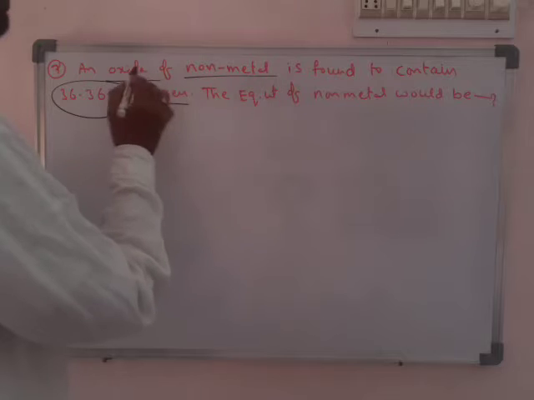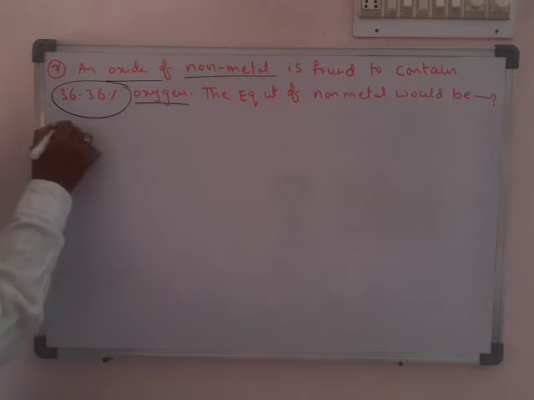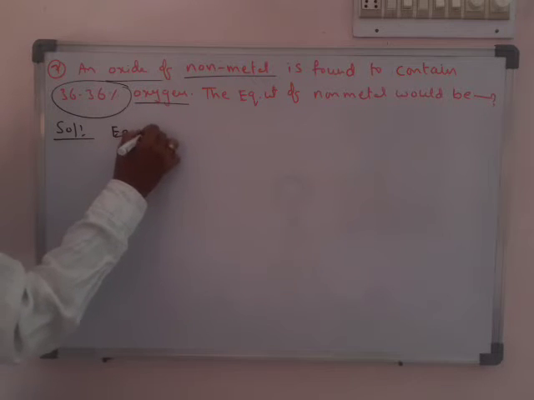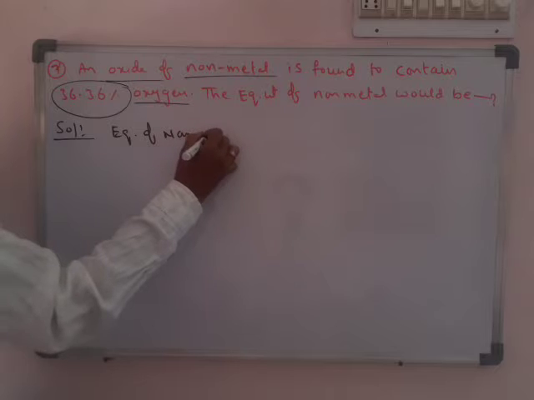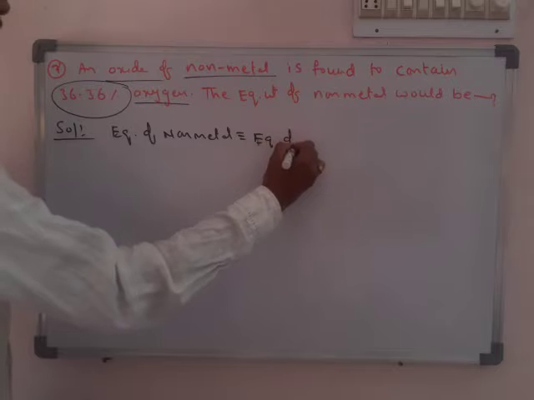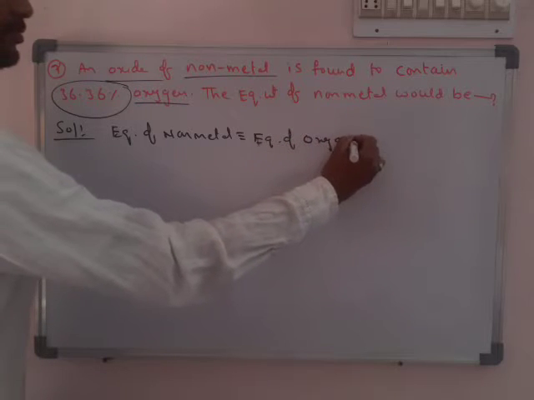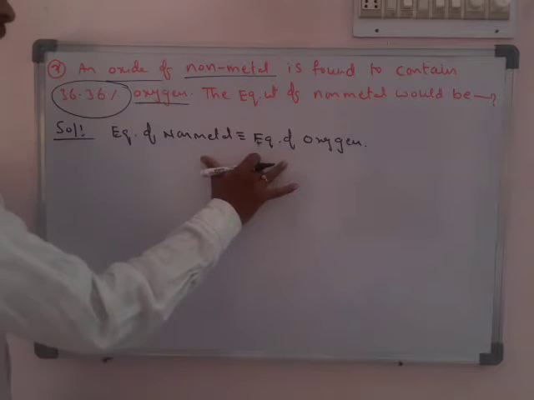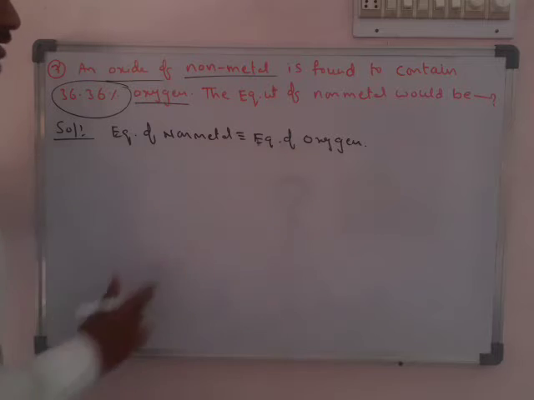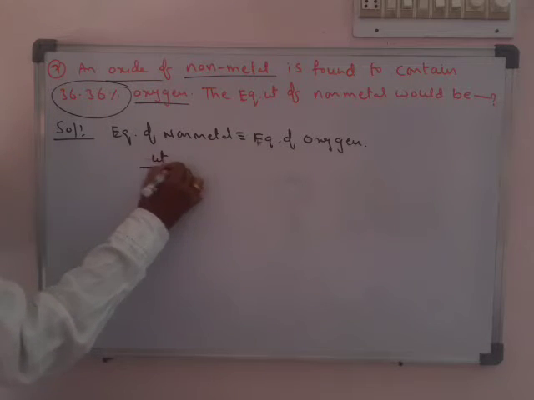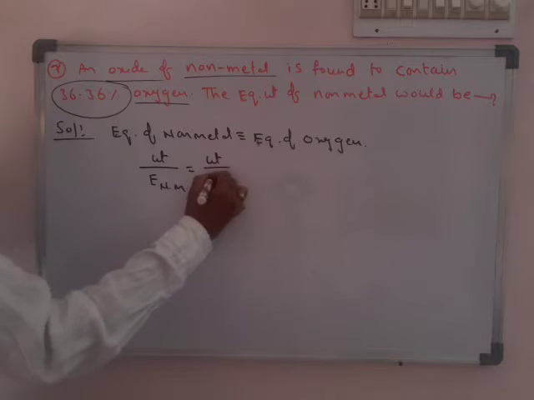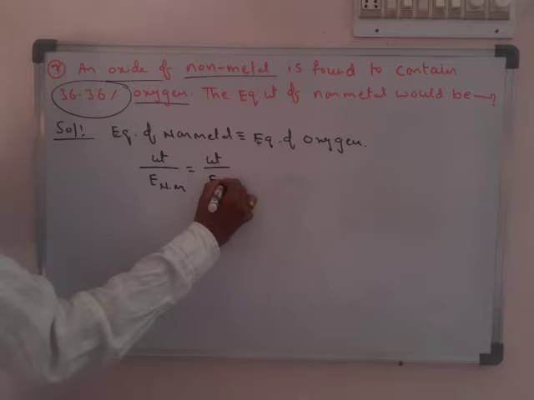Here the non-metal reacted with the oxygen, so we can write the common formula that equivalents of the non-metal are exactly equal to equivalents of oxygen. Because both reacted forming the non-metal oxide, both reactants are covered, so we can equalize their equivalents. So we know that weight by equivalent weight of non-metal is equal to weight of oxygen by equivalent weight of oxygen.